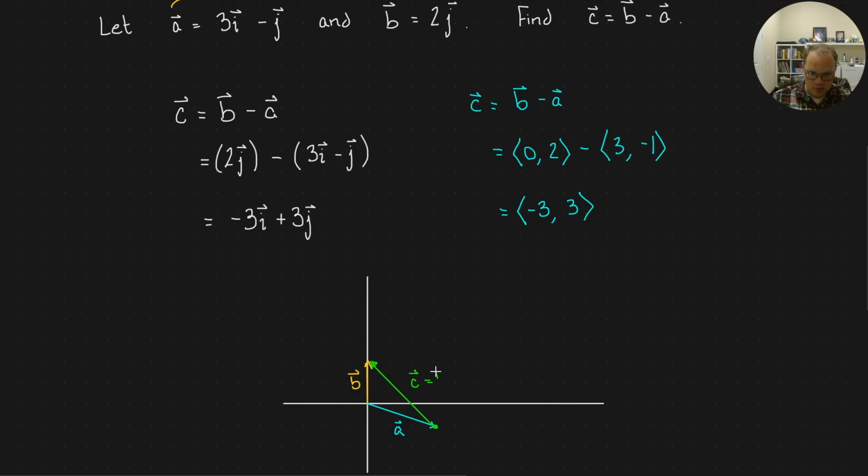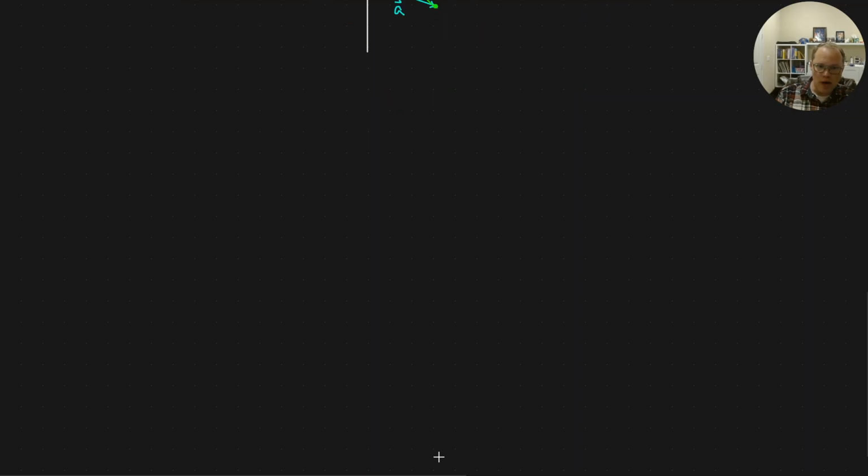Vector C here, which is b minus a, end minus start. I ended up at vector b. I started at the tip of vector a. So the arithmetic again matches our geometric interpretation that we wanted. Okay. All right, let's just do one more quick example with scalar multiplication.